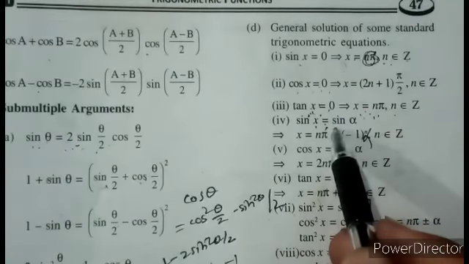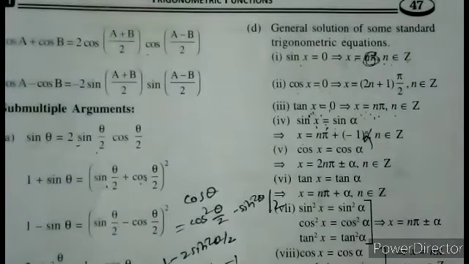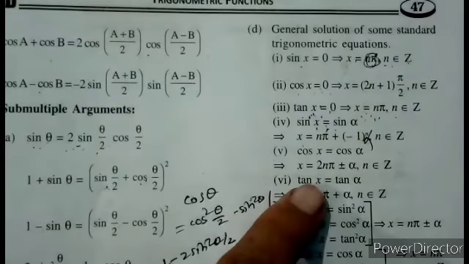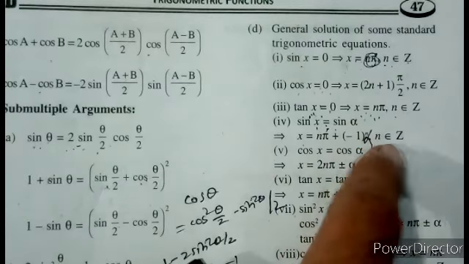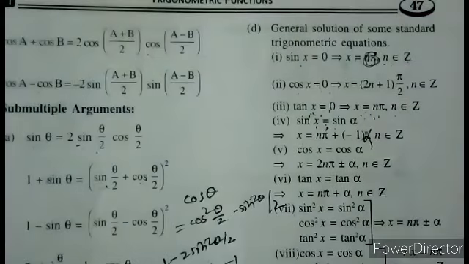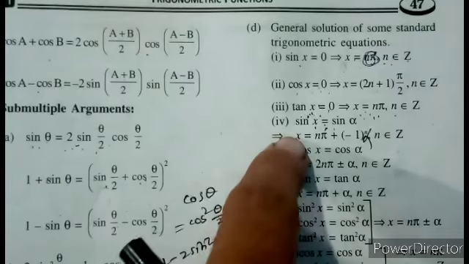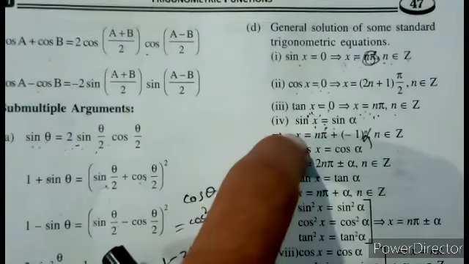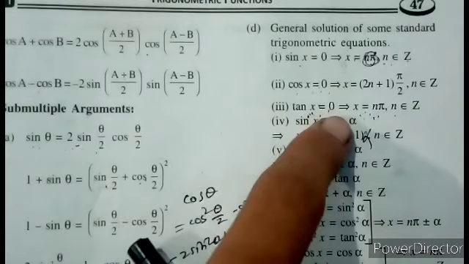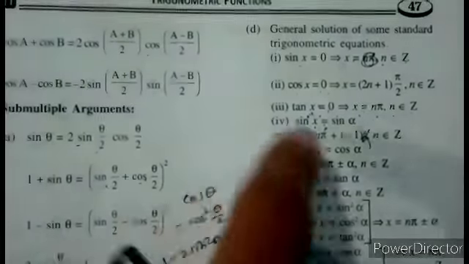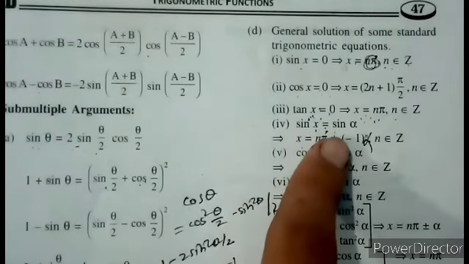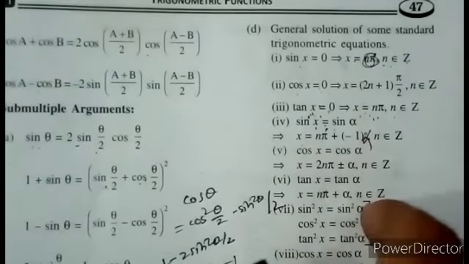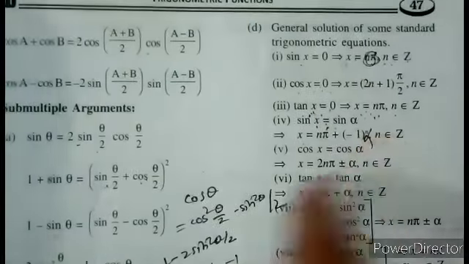Sin x is equal to sin alpha, then x is equal to n pi plus minus 1 to the power n alpha. This is the general solution of sin x. So if sin x is equal to sin alpha, then x is equal to n pi plus (minus 1) to the power n multiplied with alpha.